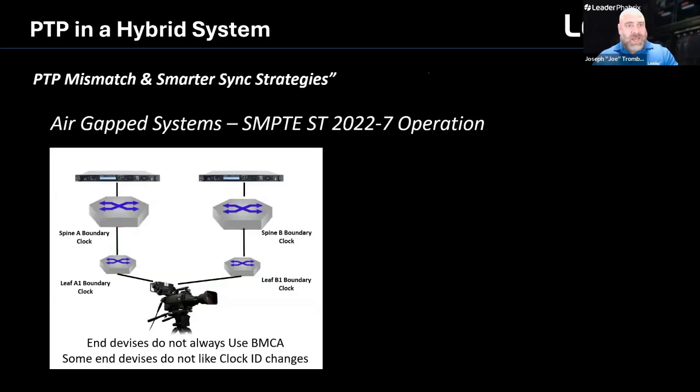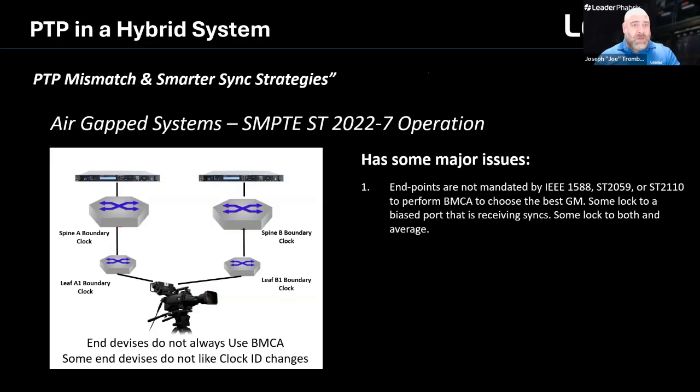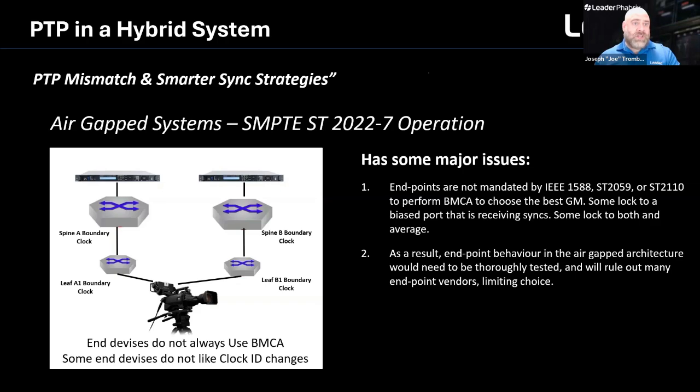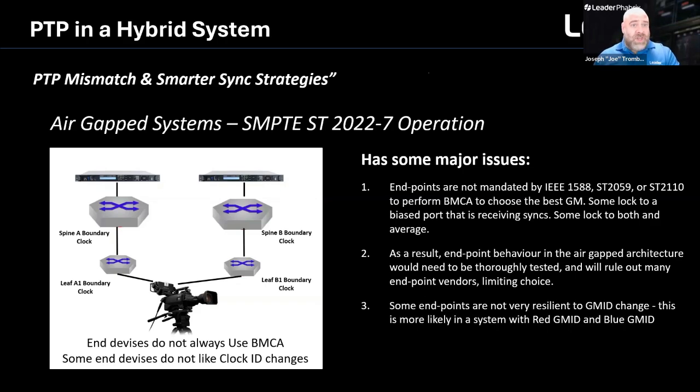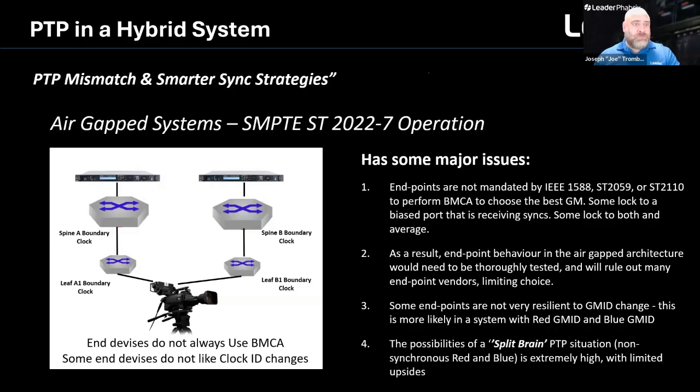So here we're looking at air-gapped ST 2022-7 style thinking and why PTP can get awkward in hybrid systems. The main issues are that endpoints are not necessarily mandated to use the BMCA the same way. Some can lock to a biased port, some average, some dislike GMID changes, and split brain timing between red and blue can become a real risk. This is a strong warning that endpoint behavior matters as much as your switch architecture. If endpoint clock selection is inconsistent, your elegant timing may still behave unpredictably in production.